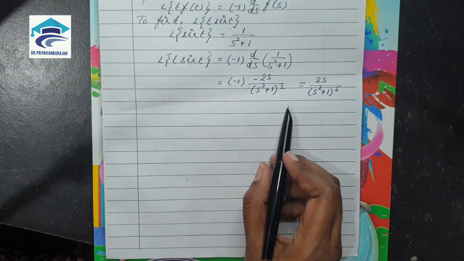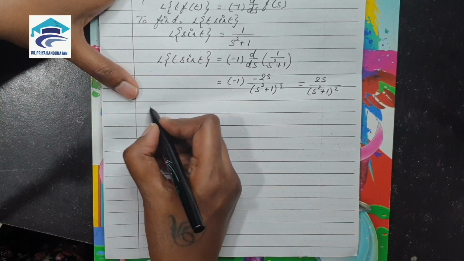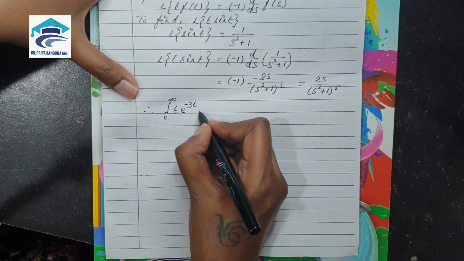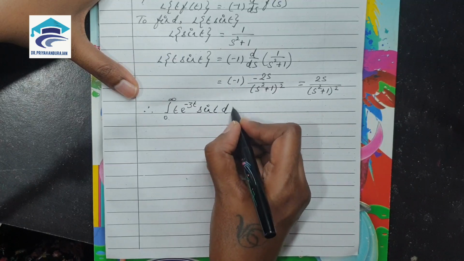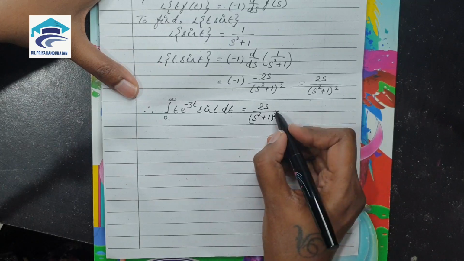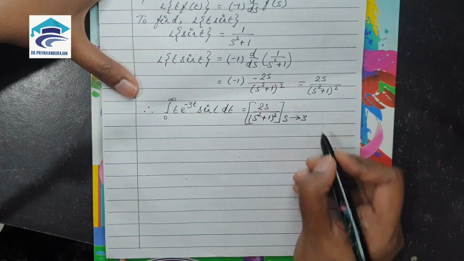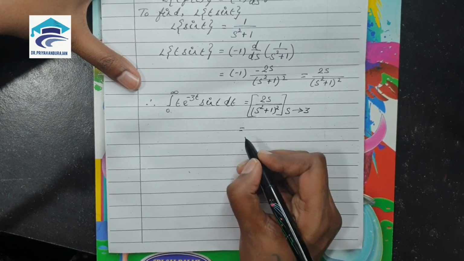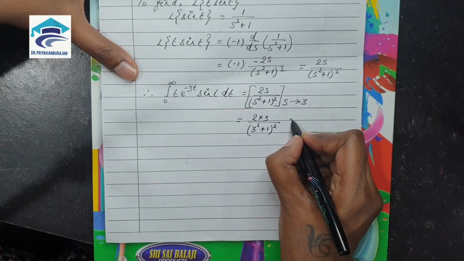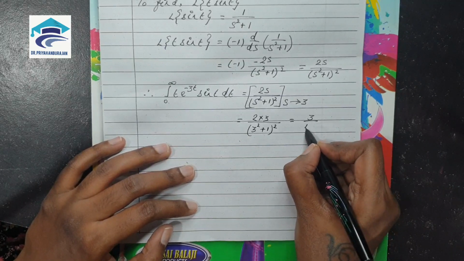So, what is our problem? This is for integration of t into e power minus st sin t dt. So, we need therefore integral 0 to infinity t into e power minus 3t sin t dt will be equal to 2s by s squared plus 1 the whole square. What we are going to do is, we are going to substitute the s value. S here is 3. So, this is equal to 2 into 3 by 3 squared plus 1 the whole square. So, this will be 3 by 50.